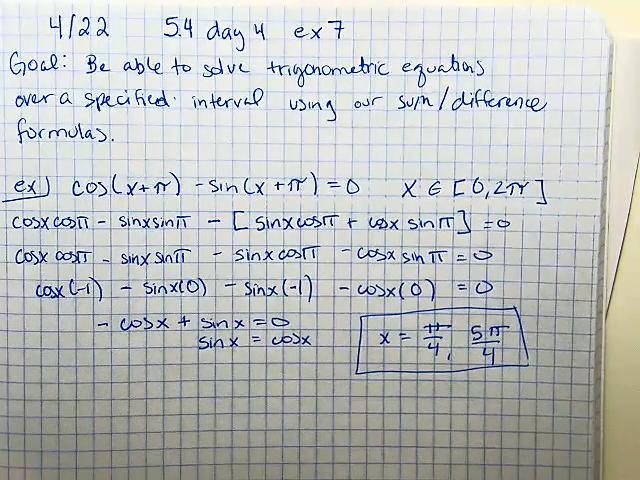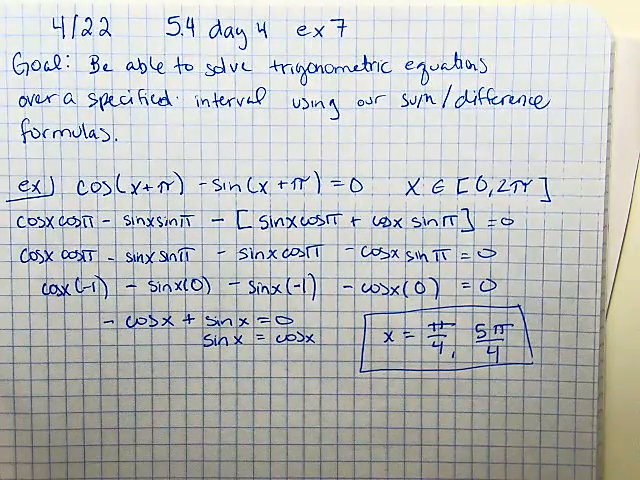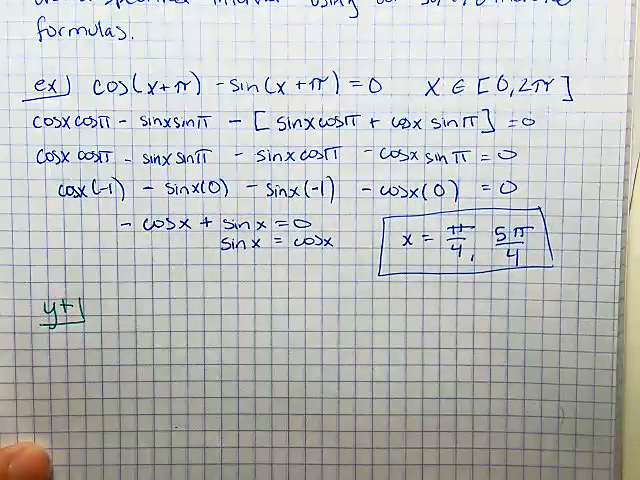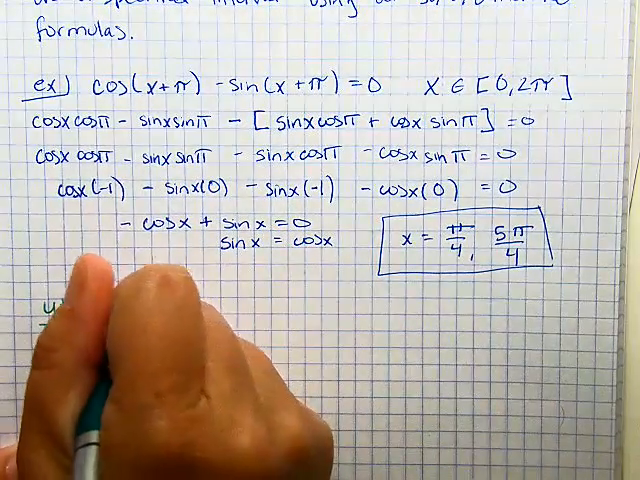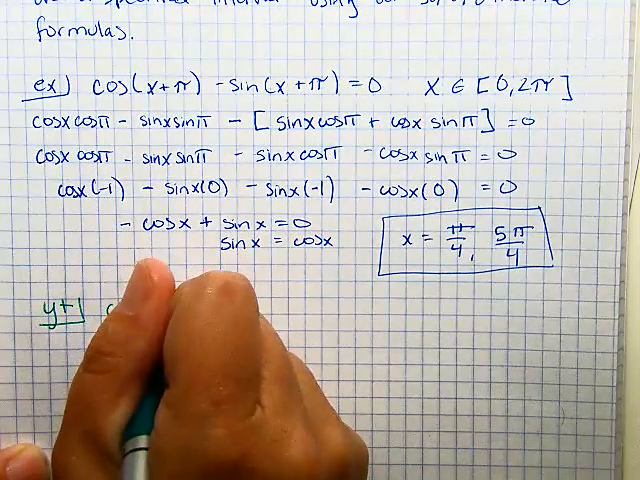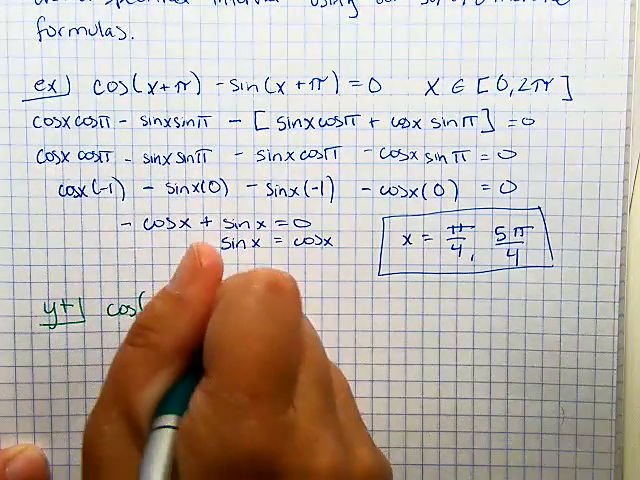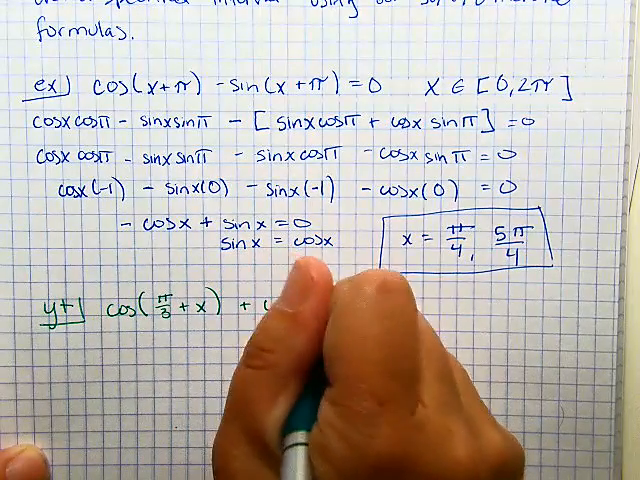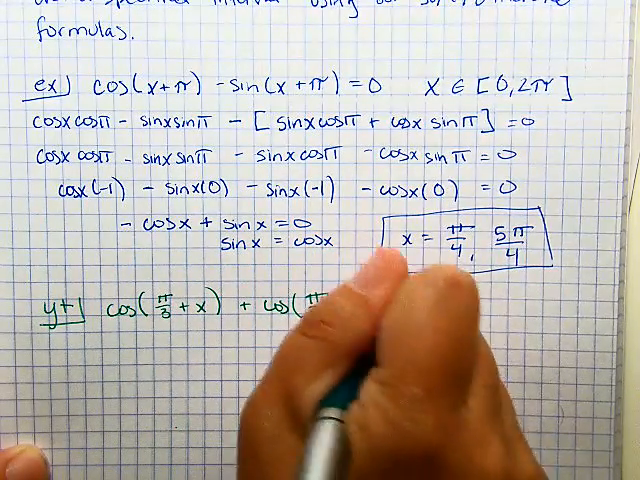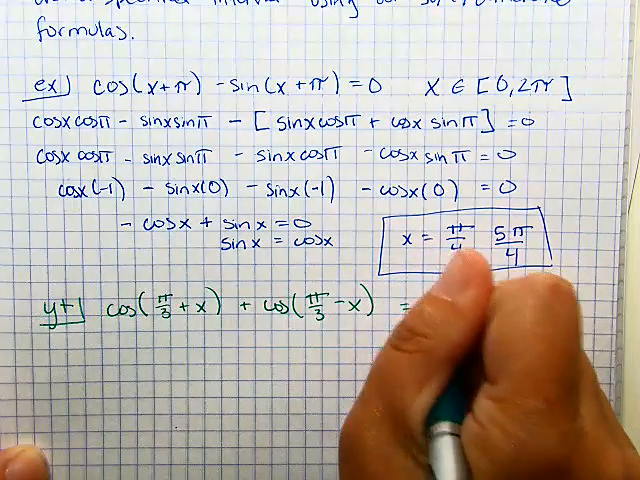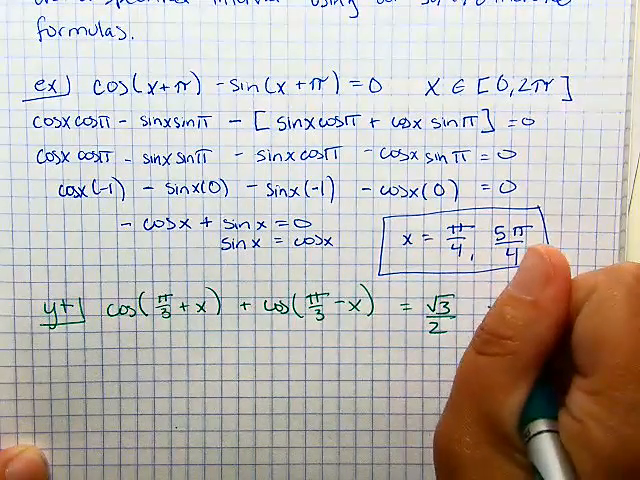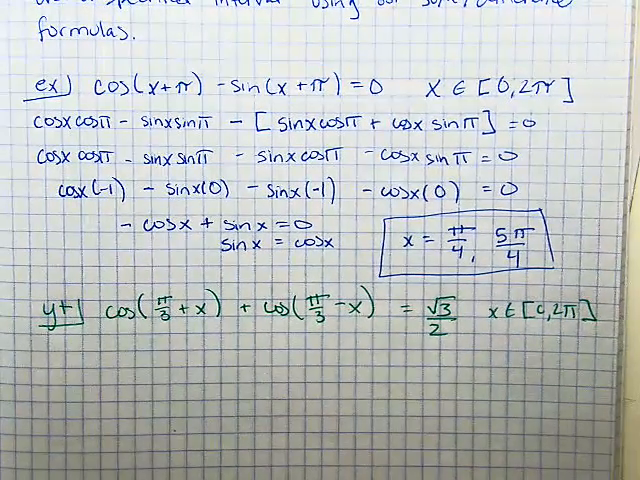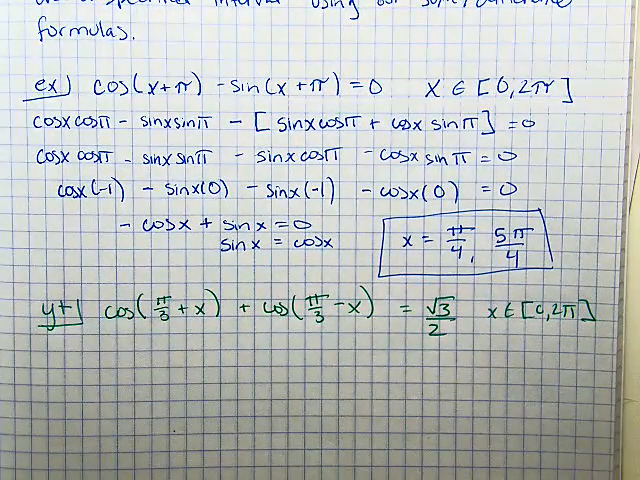Okay, so here's your turn. You guys get green. Hopefully that's okay. I'm looking, and we're still on the screen. Awesome. You're going to have cosine of pi over 3 plus x plus cosine of pi over 3 minus x, and it equals root 3 over 2. And we're also going to do x between 0 and 2 pi. So pause your videos, give it a shot, and then come back.